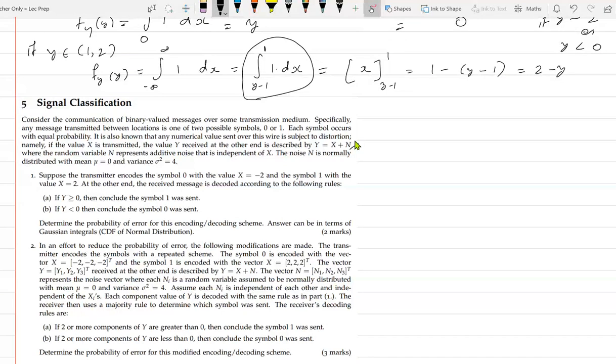And for this normal random variable, we are given the parameters of it. We are given the mean. The mean is 0, and the variance is 4. Is the situation clear?